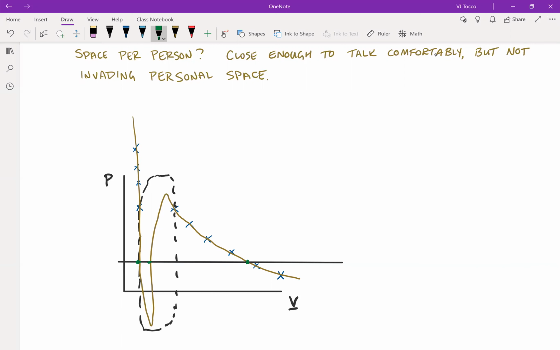All right, so that's all for this video. In the next video, I'll show you how to use Excel to solve one of these equations of state.